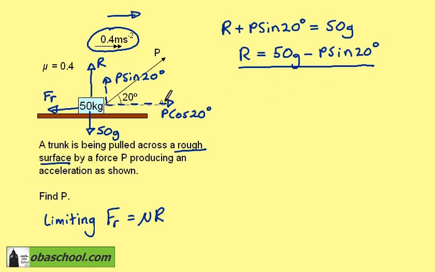If we now consider the horizontal, P cos 20 take away Fr would be the resultant force causing the acceleration. Note that horizontally we have P cos 20 to the right and the friction to the left, but the object is accelerating to the right, so the resultant horizontal force must be P cos 20 take away Fr. So P cos 20 take away Fr is the resultant force, and this will be equal to the mass times the acceleration using F equals ma.